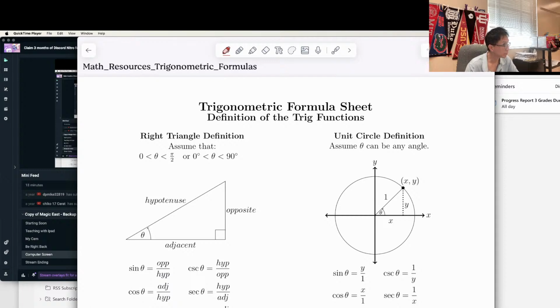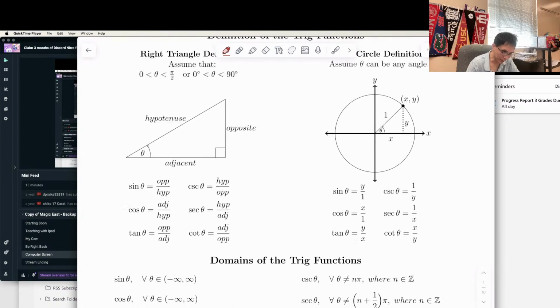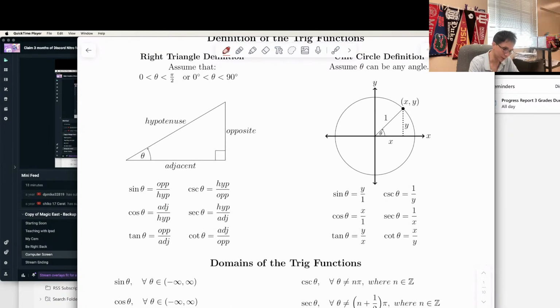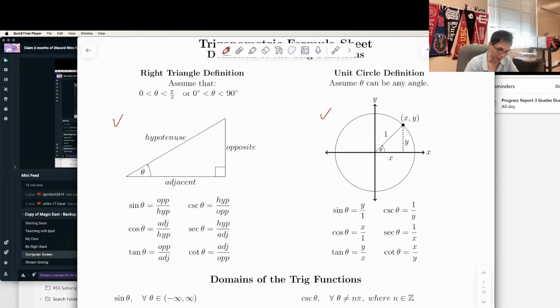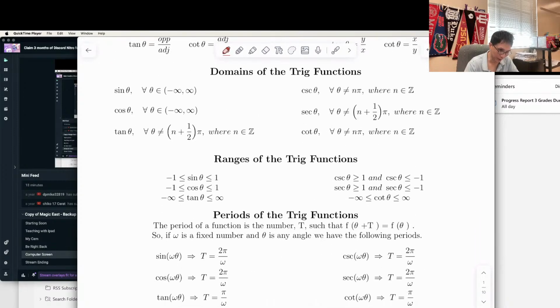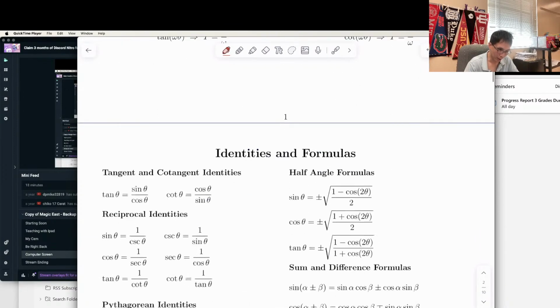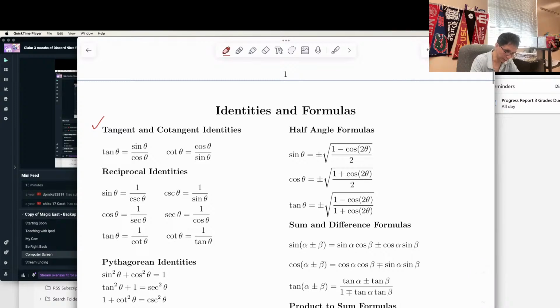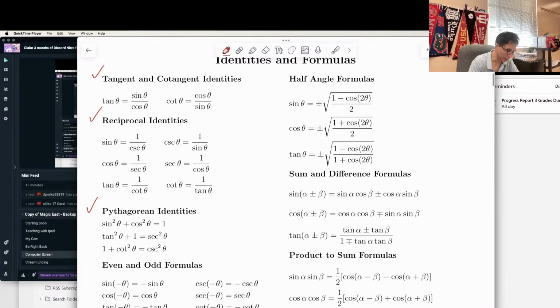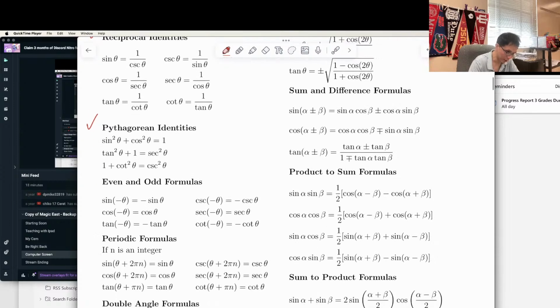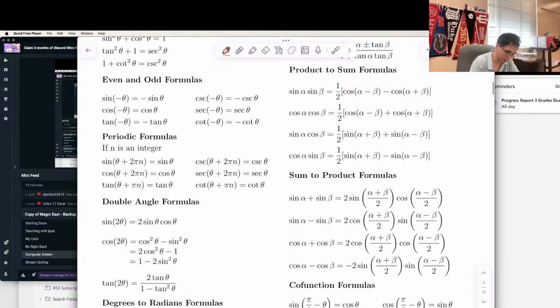So I will say you already know SOHCAHTOA. This is great to know, and this is great to know, which is inside the unit circle. We already talked about this. This is great to know. The test is going to be on this. So I'm going to put on this page, the test is going to be on this.